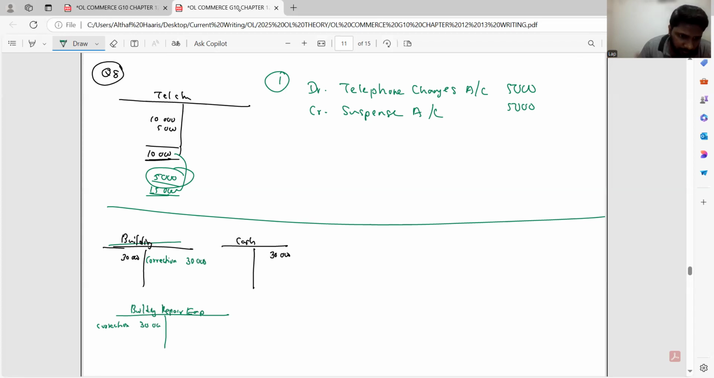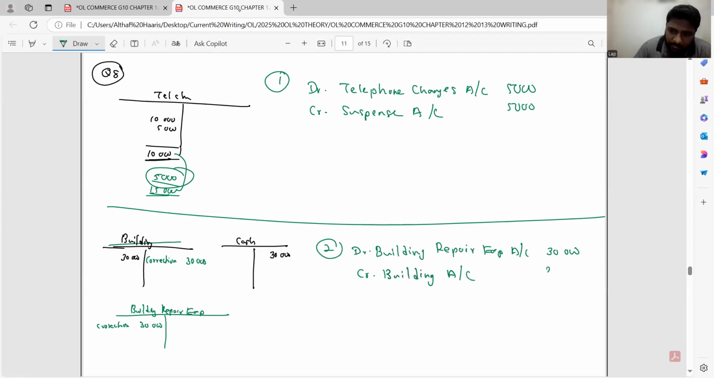30,000. So the second one: debit the building repair expense account. Credit the building account. 30,000.